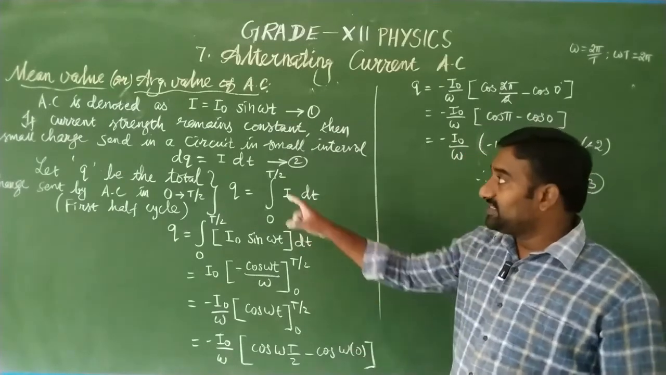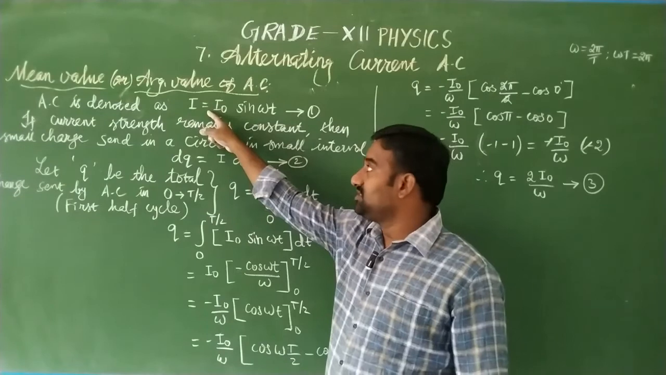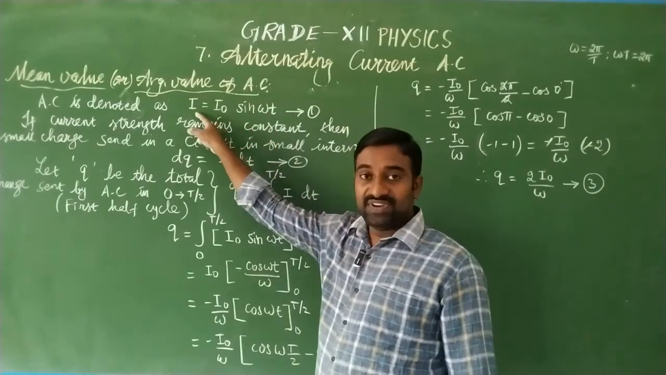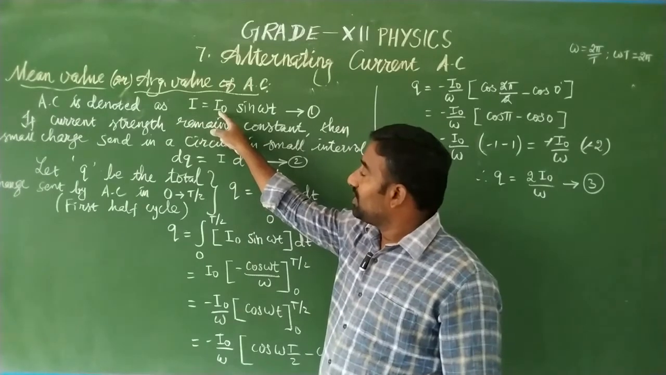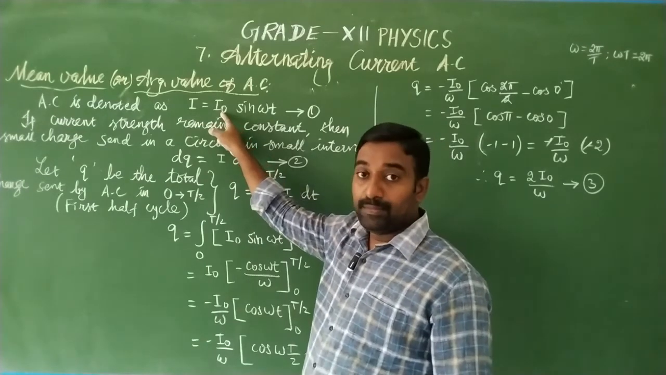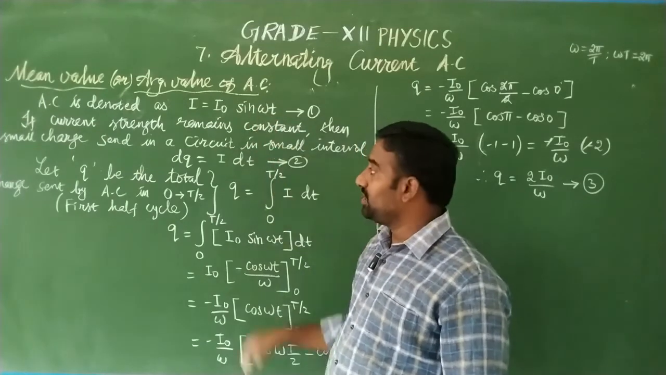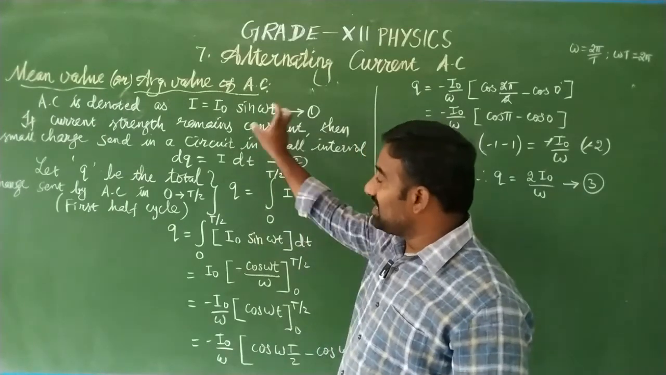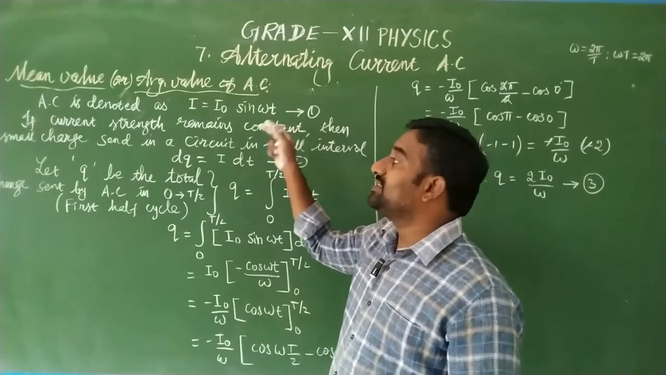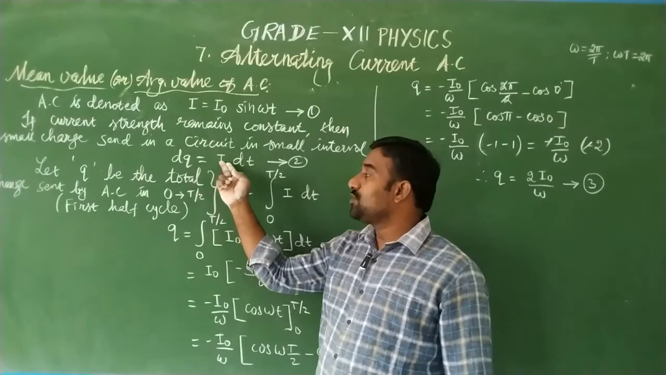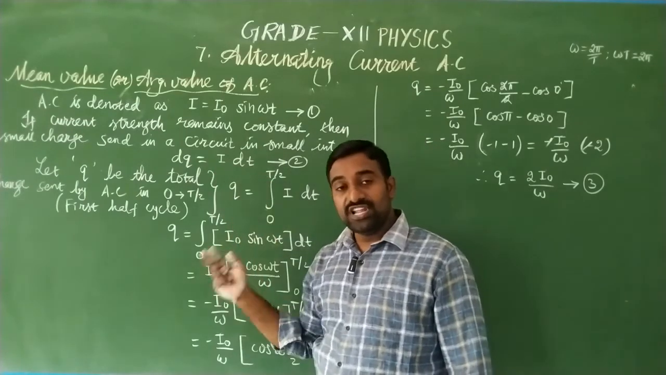Okay, so we first know the current. Alternating current is denoted by I is equal to I naught sin omega t. I is the instantaneous current, I naught is the peak current, omega is the angular velocity, and it is a sinusoidal wave. If the current strength remains constant, then the small charge sent in the circuit in a small interval is denoted by dq is equal to I into dt. That is, I is equal to dq by dt.